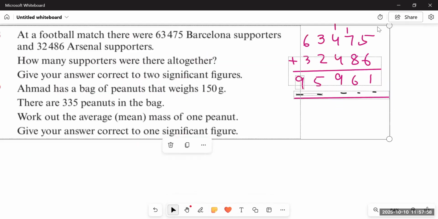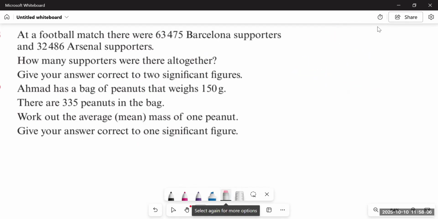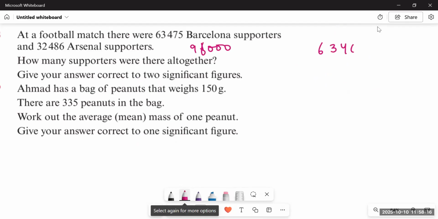Or we can do this question in another way. So the answer would be 96,000, correct to two significant figures. Or we can round 63,475. 3 would be the rounding digit. This is 4, so it would become 63,000.